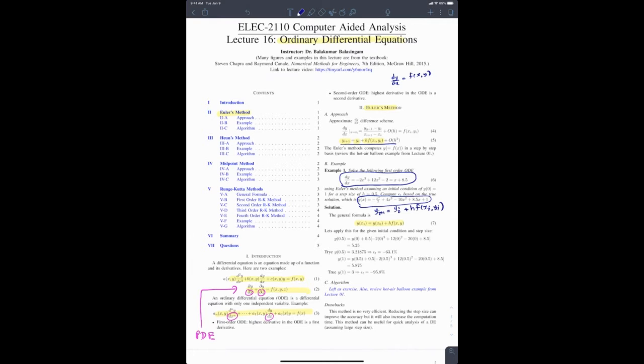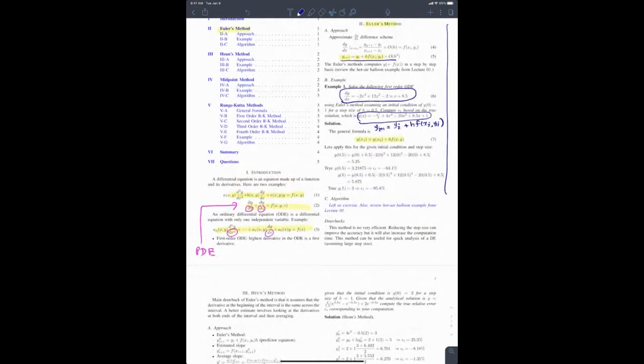I'm sorry, it looks like I made some mistakes here. Anyway, there are some typos here, so I need to fix that and upload the lecture notes. The one I am highlighting right now is not an equal sign. That must be another sign there. Anyway, I'll fix that.